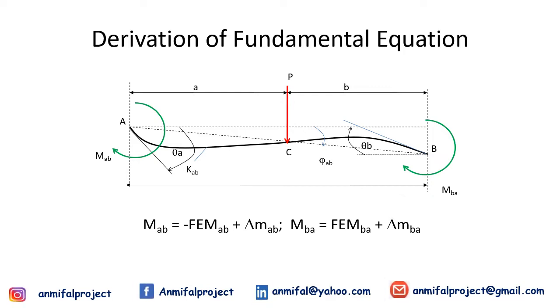Hence, we can derive the fundamental equations. Moment EB is equal to negative fixed end moment EB plus delta the moment rotations at EB. Conversely, the moment BE is equal to positive fixed end moment BE plus delta the moment rotations BE.